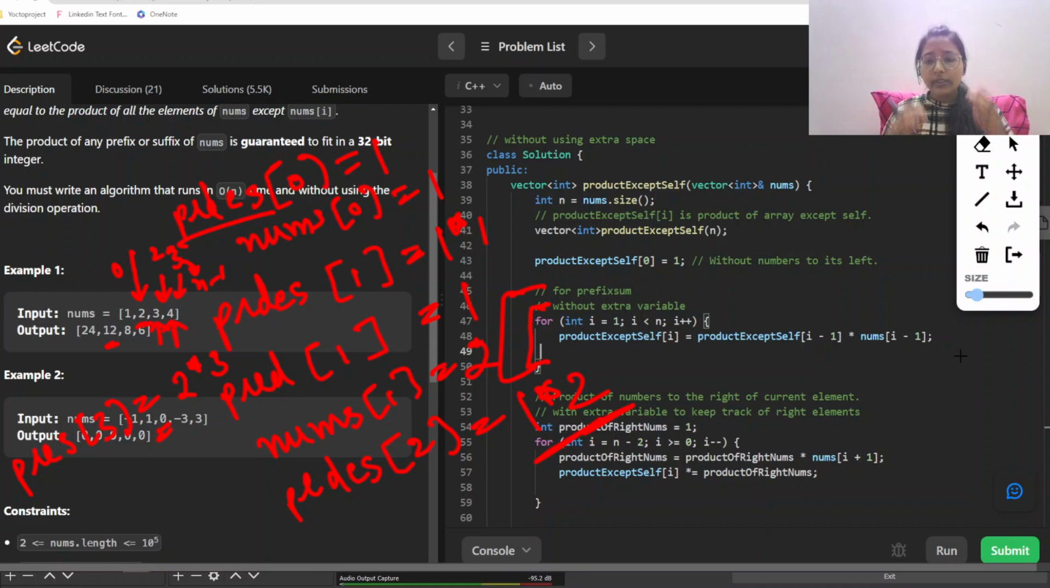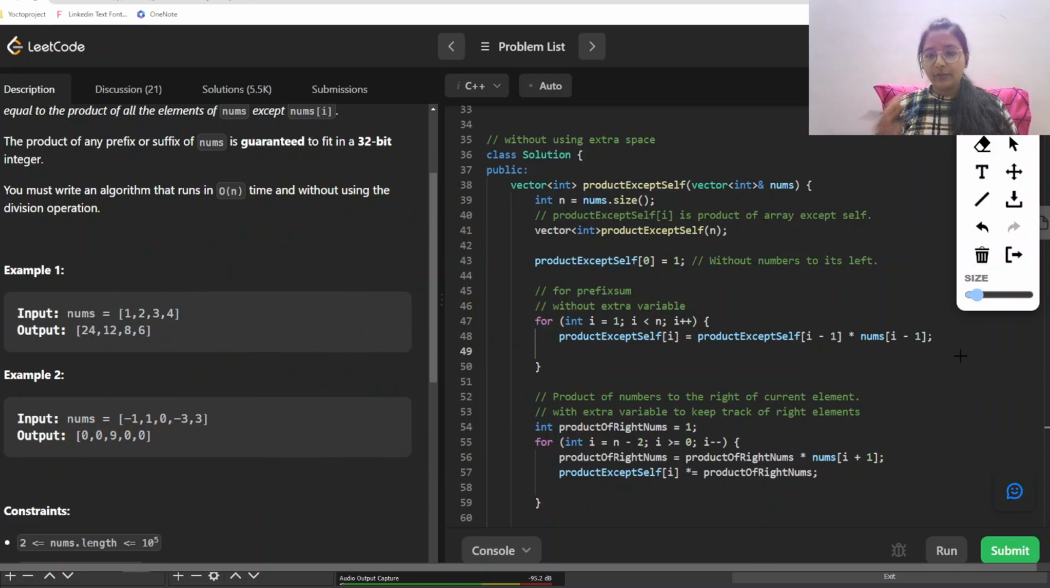Basically all the elements which are there towards the left would be filled here. Now let us go ahead for the part of the right array. Here we have taken product of right terms equal to 1, again because 1 is the multiplicative identity. Now we are starting from the second last element, n minus 2, the way we started from i equal to 1 rather than 0. We go till 0, decrementing, because we are going from right towards the left.